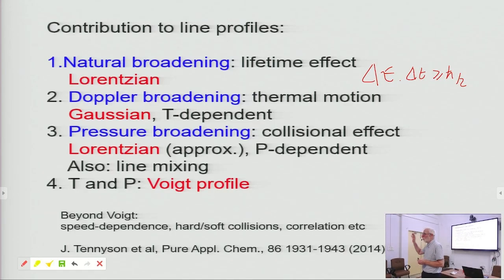So there's a whole litany of different approximate methods for evaluating it that I won't get into, but it's a Voigt profile. But then that is making assumptions about the collisions, and you get things to do with speed dependence of the collision, hard and soft collisions, correlations, etc.